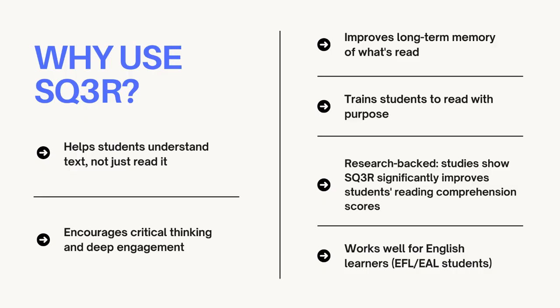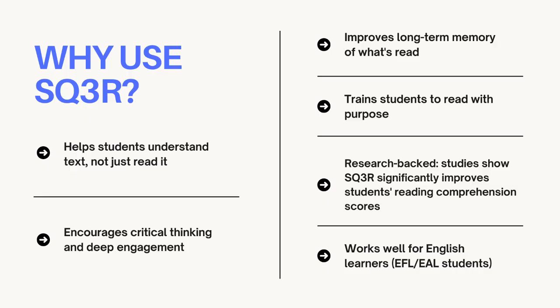The main idea behind SQ3R is pretty simple. Most students, when they read, they just read. They go through the words, finish the page, and then realize they didn't actually absorb anything. Sound familiar? Well, that's what we call passive reading. SQ3R fixes that. It turns students into active readers, people who are thinking, questioning, and engaging with the text the whole time they are reading it.